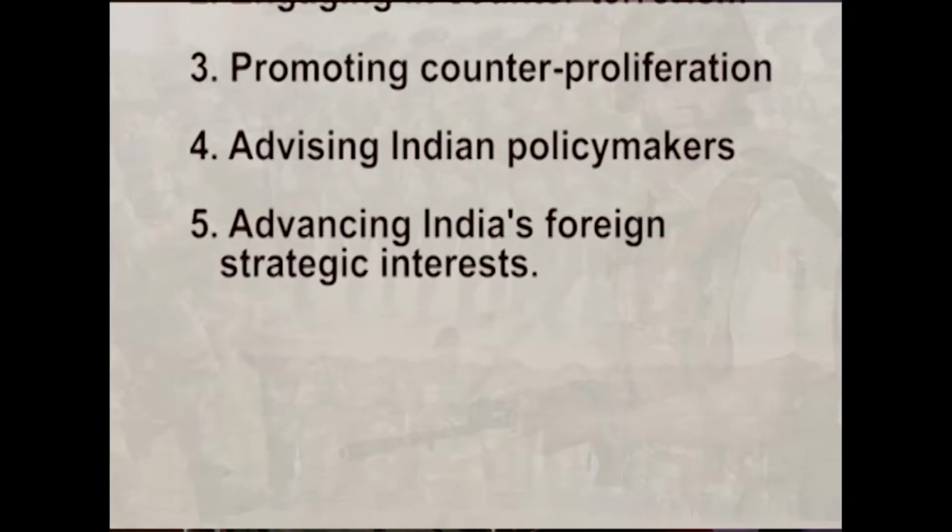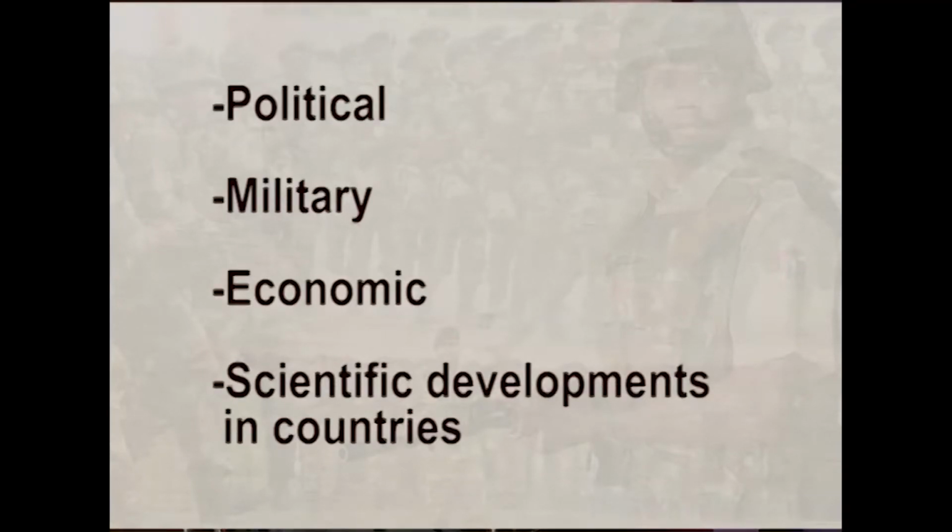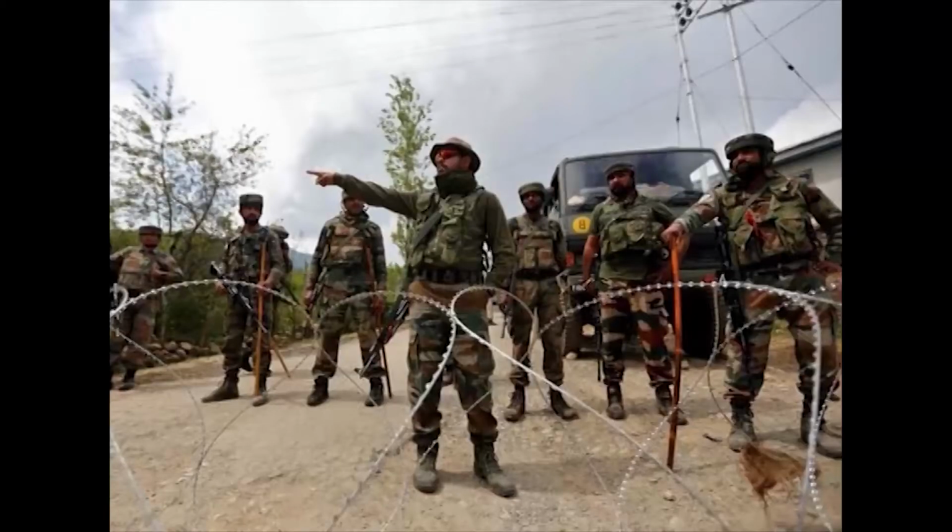The agency's primary function is to gather foreign intelligence, engaging in counter-terrorism, promoting counter-proliferation, advising Indian policymakers, advancing India's foreign strategic interest. The objectives of RAW. What are the objectives of RAW? The objectives of RAW are monitoring the political, military, economic and scientific developments in countries which have a direct bearing on India's national security and the formulation of its foreign policy. Molding international public opinion and influencing foreign governments, covert operations to safeguard India's national interest, anti-terror operations and neutralizing terror elements posing a threat to India.